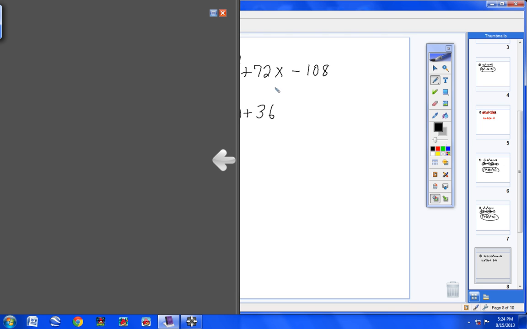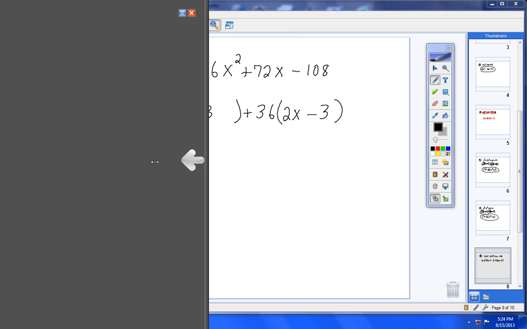Now, we pulled out a 36. Is there an x in both terms? No, there's not. So I'm going to go ahead and put my parentheses and get ready to finish what should be inside the parentheses. Now, 36 times something would give me 72x. Well, 36 times 2x. 36 times 2 is 72. And 36 times 2x would give me an x here. Now, 36 times a negative 3. 36 times negative 3 is negative 108.